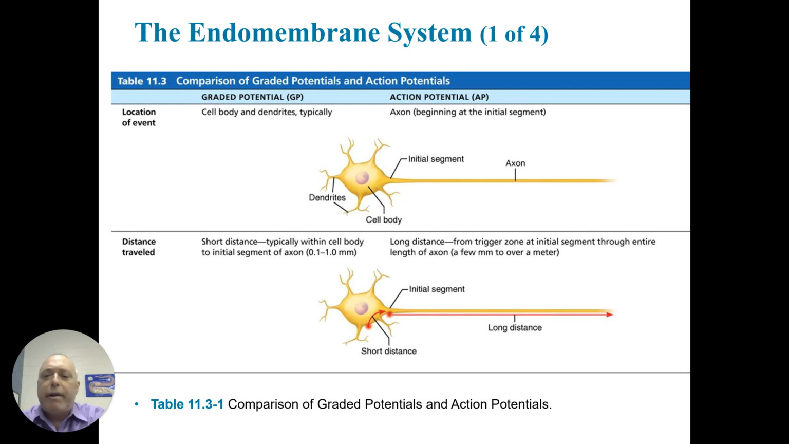So if we compare the graded potentials and action potentials, graded potentials are in the cell body and dendrites, where the action potentials are at the axon. Graded potentials cover short distances, maybe from the soma to the initial segment of the axon, or from the synapse, the dendrites to the initial segment. Action potentials, however, start at the axon and they travel long distances. They will go all the way to the synapse.